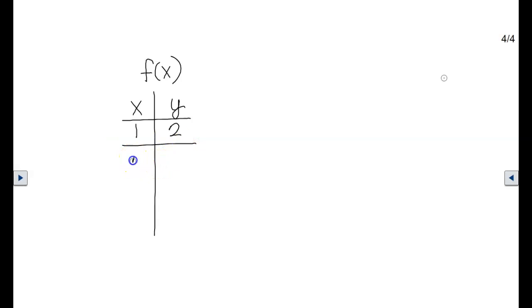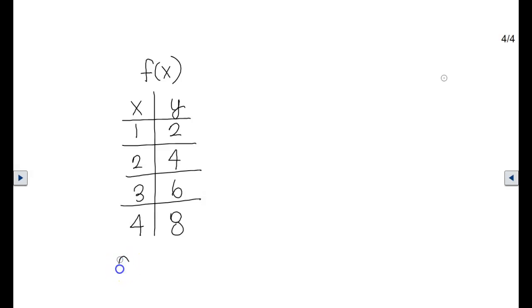Let's, real quickly here, look at another example. Let's say that for the function f of x, it works in this way. When you input a 1, you output a 2. When you input a 2, you output a 4. When you input a 3, you output a 6. And finally, when you input a 4, you output an 8.